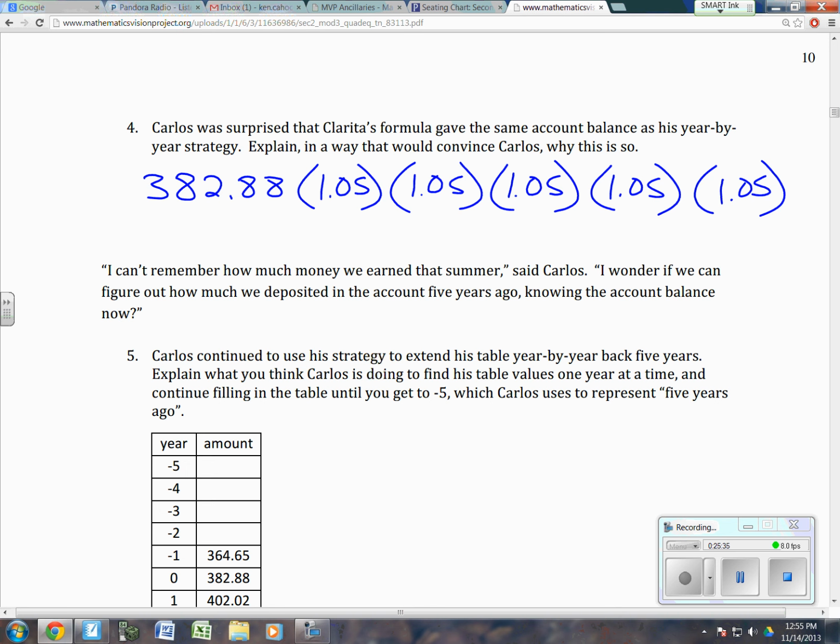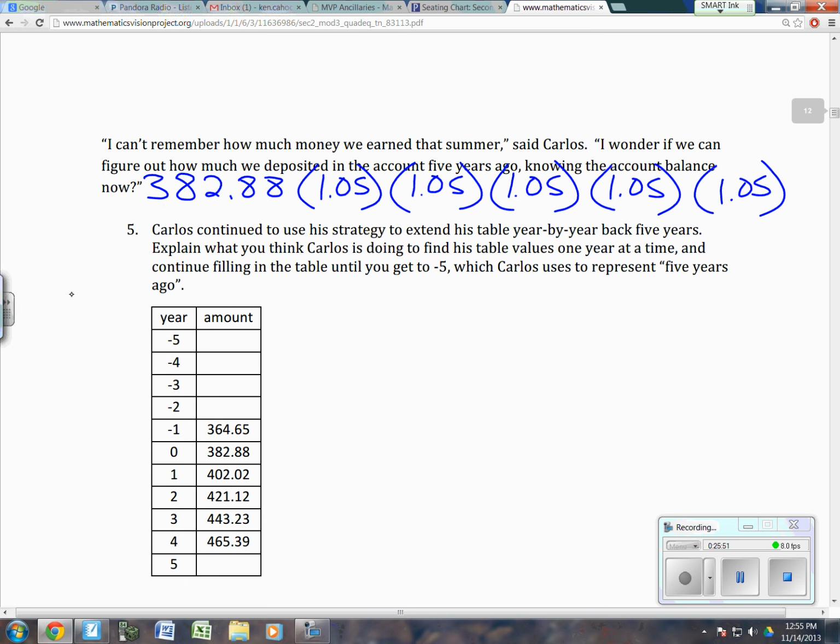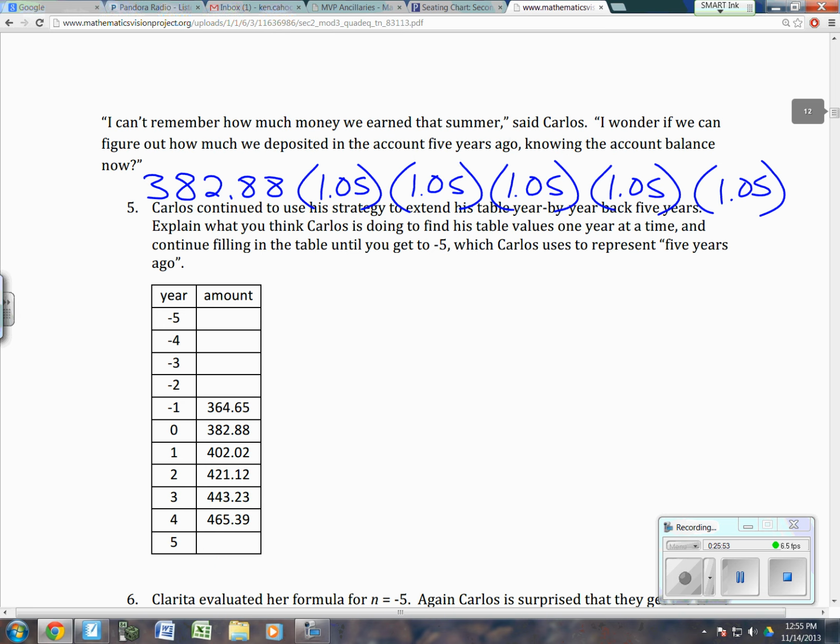We're going to move on right here. I can't remember how much money we earned that summer, said Carlos. I wonder if we can figure out how much money we deposited in the account 5 years ago, knowing the account balance now. Could we go backwards? Hey, Alex had a pretty cool equation. Could we go backwards, you guys? Okay, what's the equation?